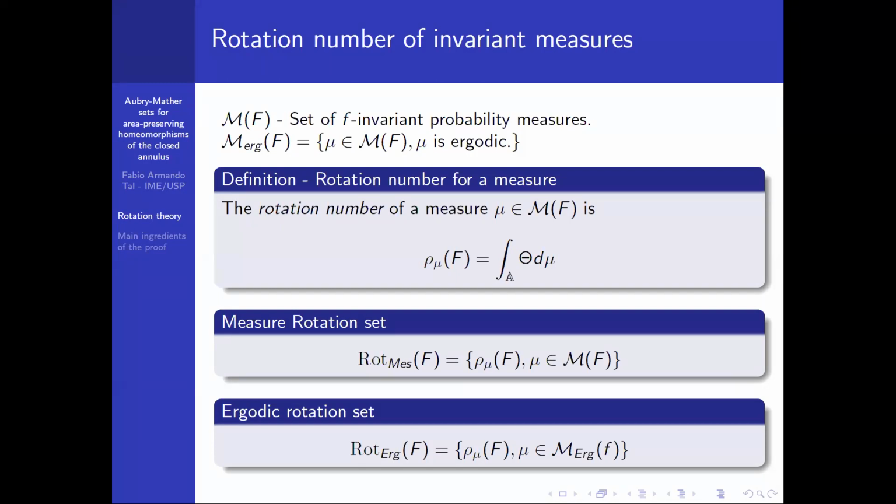And then you also have the ergodic rotation set, which is just the rotation set of all rotation numbers for measures which are ergodic. And these are two different kinds of ways of measuring rotation.